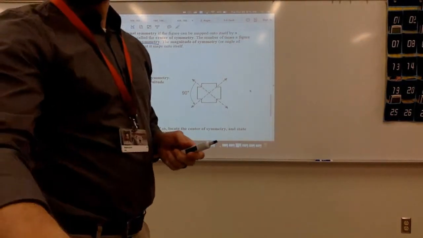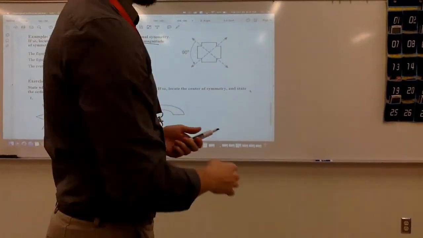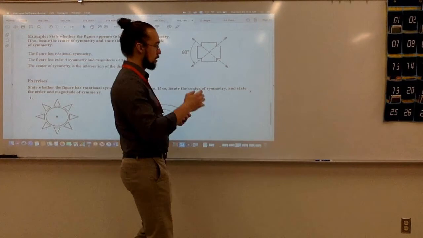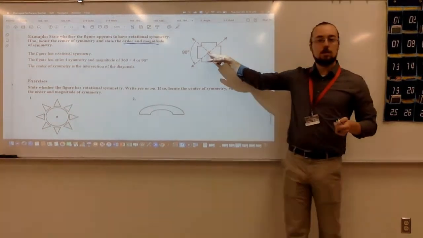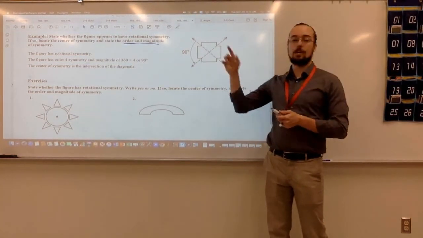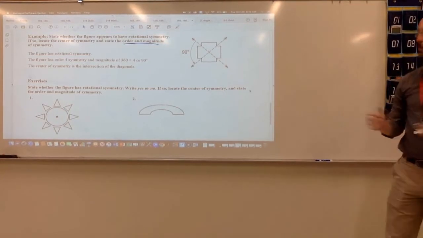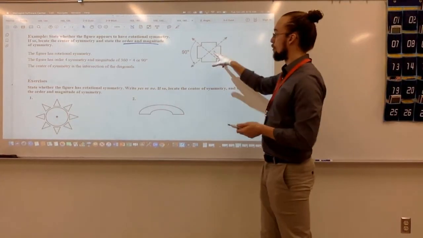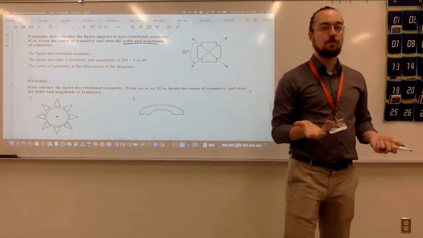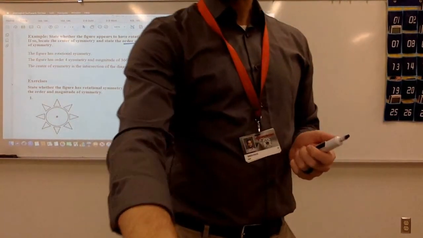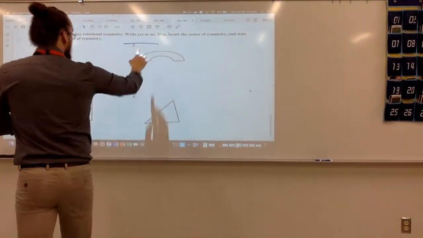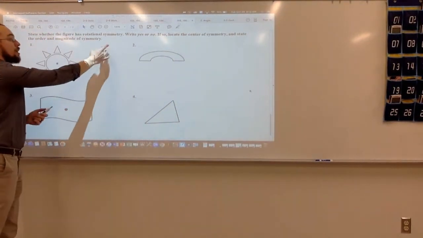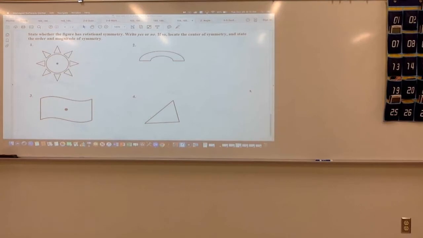I also should mention, we're assuming that we're rotating about the center of the figure. Essentially, we're sticking our finger in the middle of the figure and rotating it about the center. We're not doing a rotation about the origin or anything like that. So if we look down at our examples here, we just want to figure out if the figure has rotational symmetry, and if it does, what the order is. Let's take a few minutes and see if we can figure these ones out.